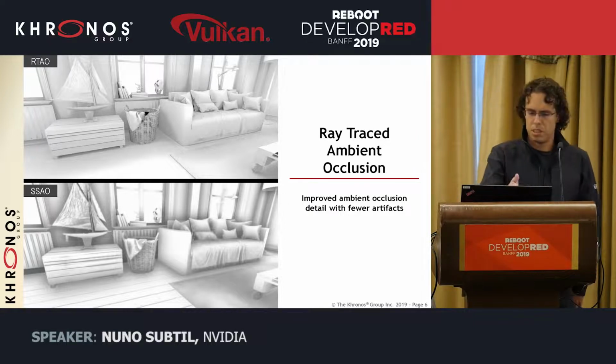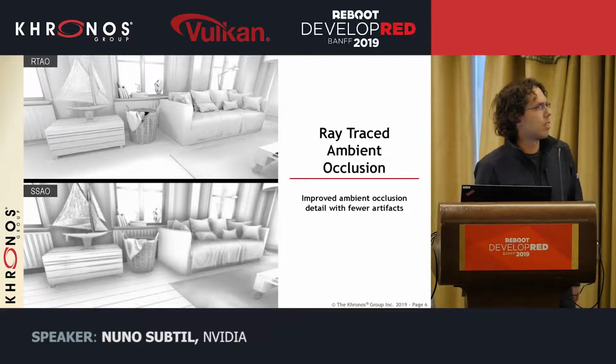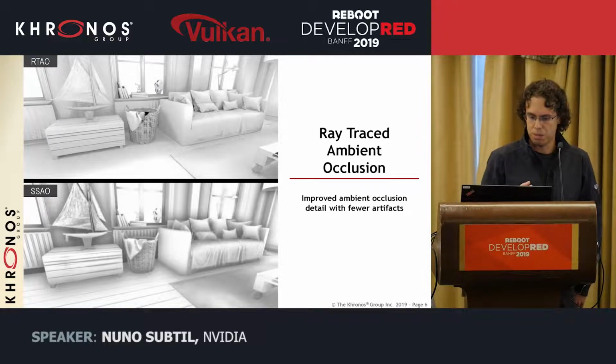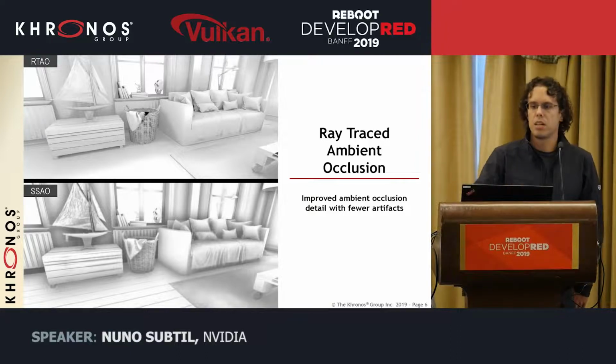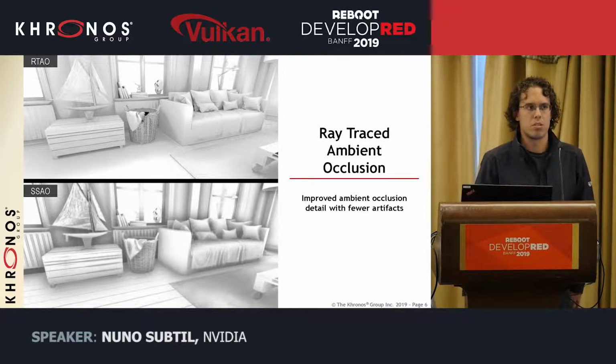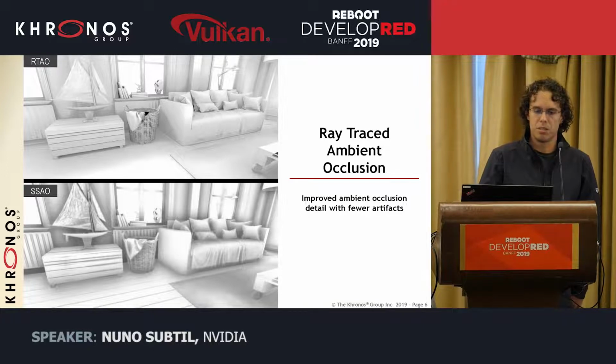So, you'll notice that the basket itself has a lot more detail, a lot more contrast, and so do the pillows and all the creases on the sheet on the couch and so on. And when you composite this back on, this is one of my favorite algorithms to show off. When you composite it back onto the final scene, it brings out a lot more depth than you can get with a screen space algorithm.